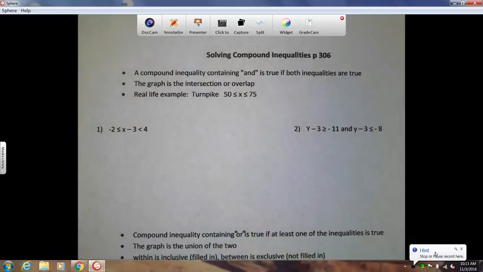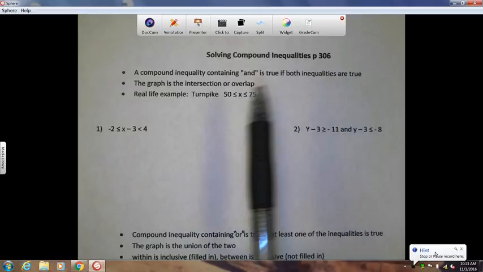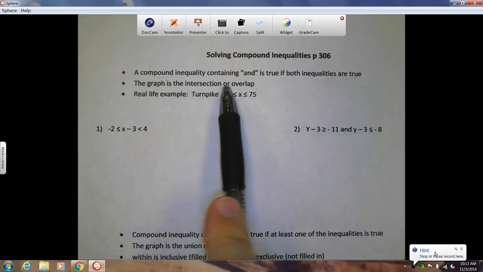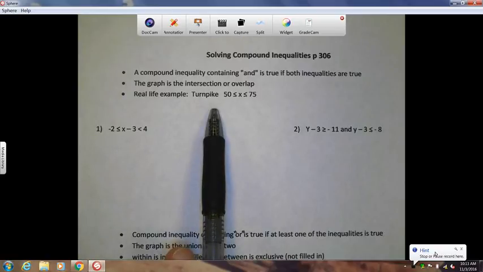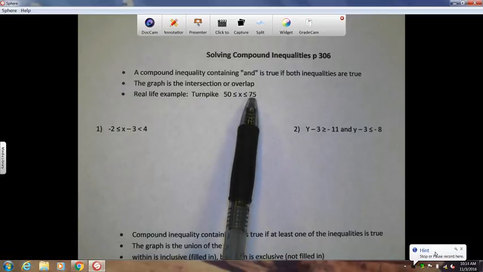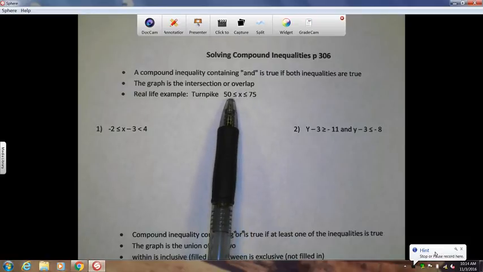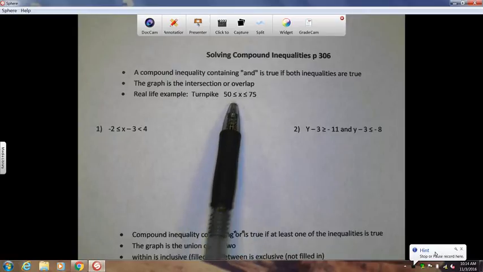First, we're going to start with "and". It's true if both inequalities are true, and the graph is the intersection or the overlap. An example would be if you're driving on the turnpike. You have to be going less than or equal to 75 miles an hour. But you also have to be going greater than or equal to 50. So you can't just be doing less than 75 or greater than 50. You have to be between the two. So you have to be both. That's an example of "and".